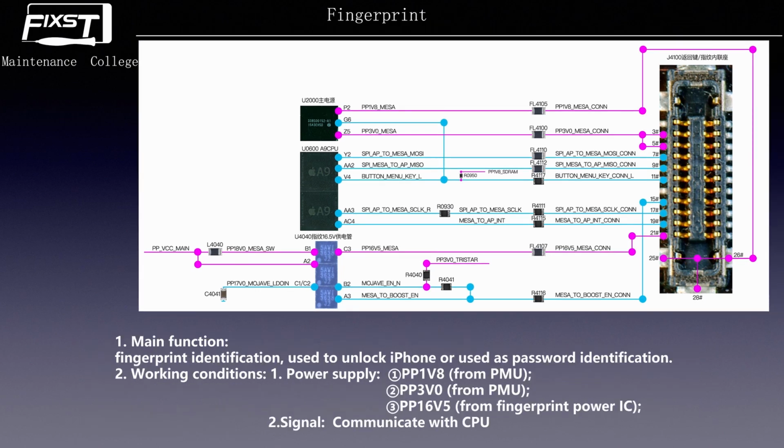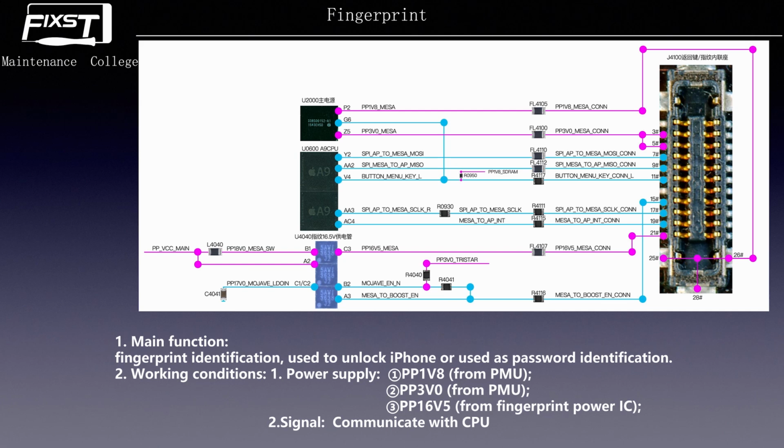Now we teach about the fingerprint circuit. The main function of the fingerprint is fingerprint identification, used to unlock the iPhone or used as a password. For the fingerprint to work normally, it has two working conditions. One is power, the second is the signal. And the fingerprint circuit has three powers. One is PP 1.8 voltage.